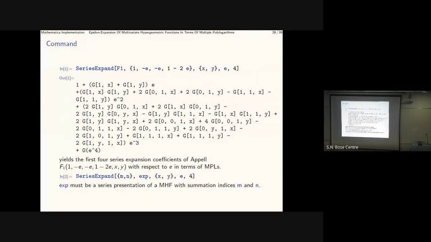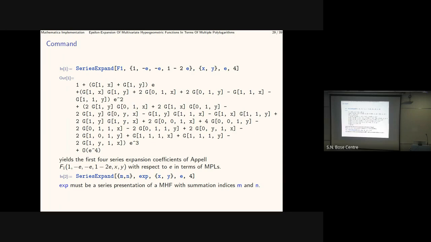So SeriesExpand is the main package, the main command. It takes the arguments as follows. f1 is the head of the function. That means you are expanding Appell F1 with this set of parameters, 1 minus epsilon, minus epsilon, minus 2 epsilon, and the variables are x and y as before. And e is the variable whose series expansion you want to find, and 4 is the maximum order at which you want to truncate this series.